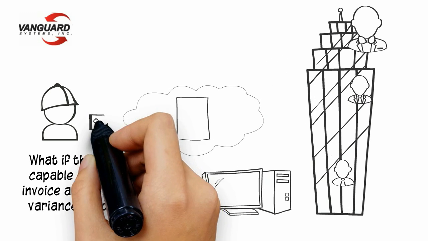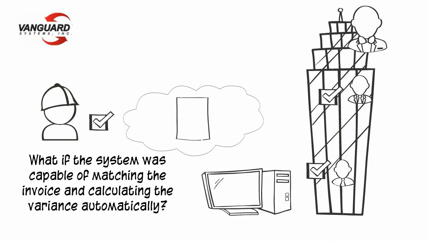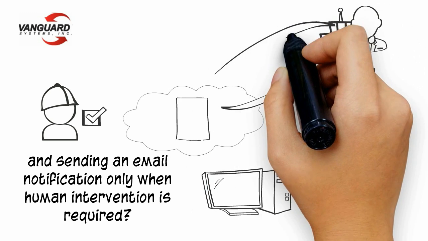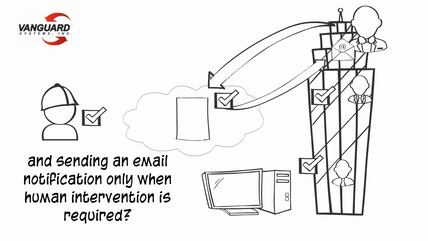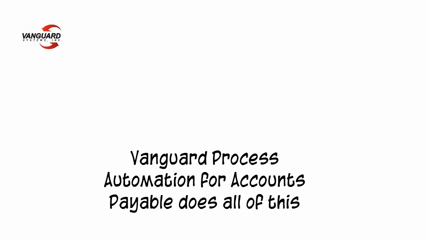What if the system was capable of matching the invoice to the purchase order and receiving document and calculating the variance and approving matching invoices automatically, and sending an email notification requiring human intervention only when there is a variance? Vanguard Process Automation for Accounts Payable provides all of this and more.